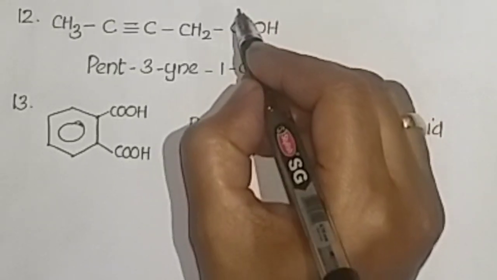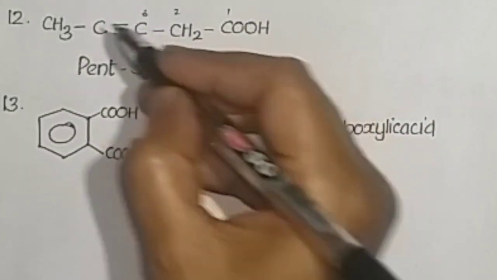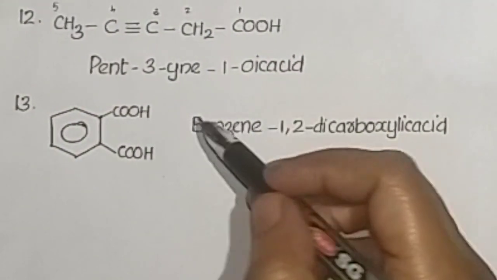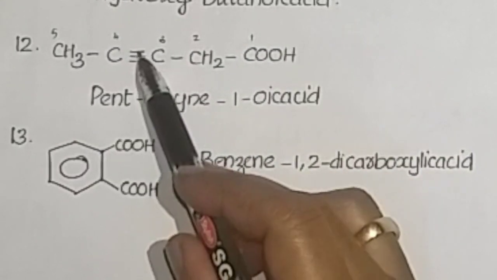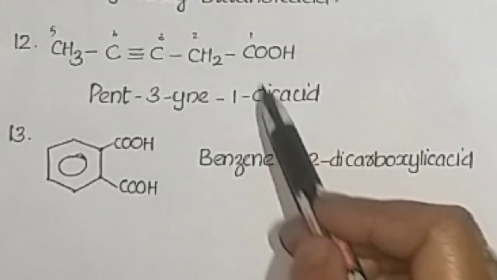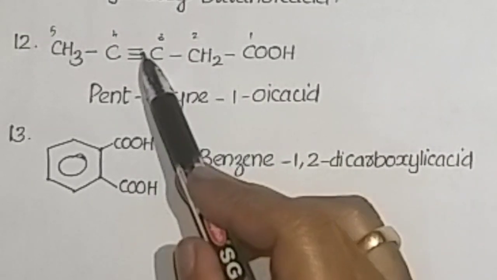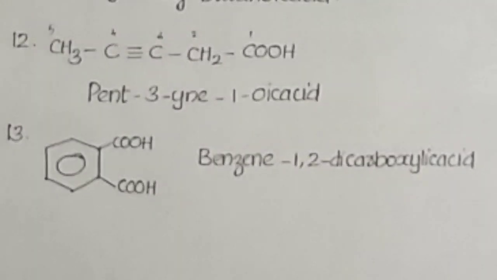The next one, CH3, C triple bond C, CH2, COOH. Select the longest continuous carbon chain including the functional group, 1, 2, 3, 4, 5. Then this is pent-3-ynoic acid. Pent-3-yne, yne means triple bond, pent-3-yn-1-oic acid.